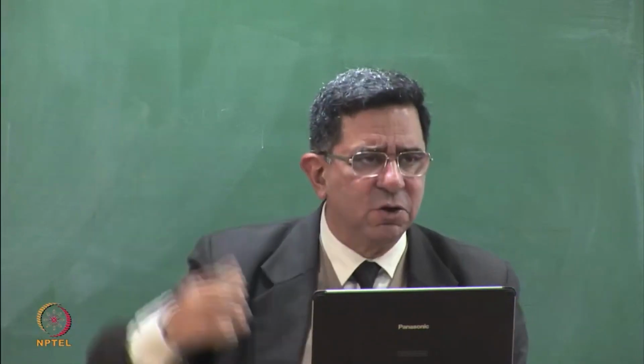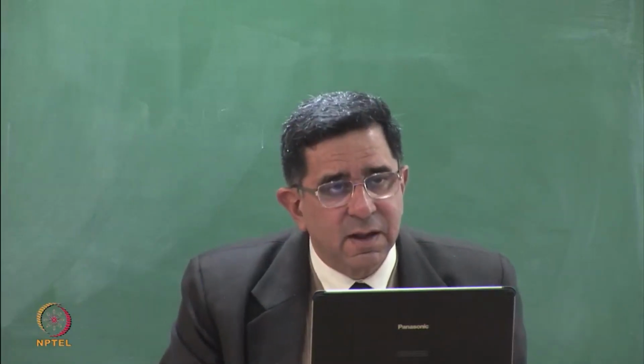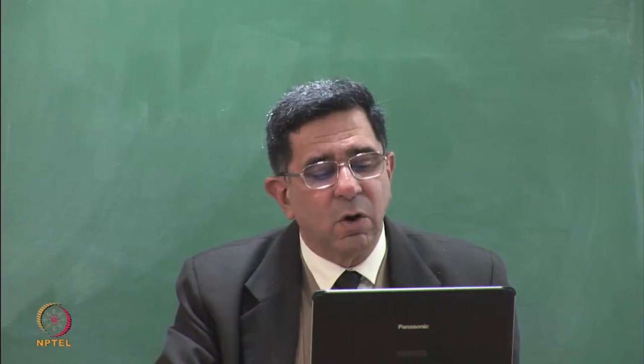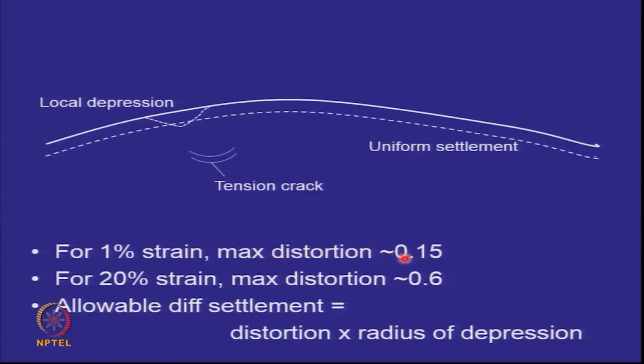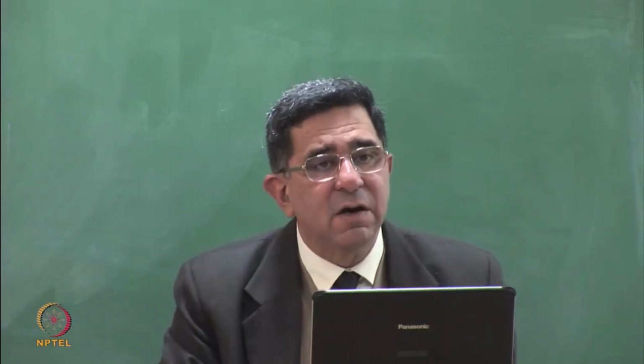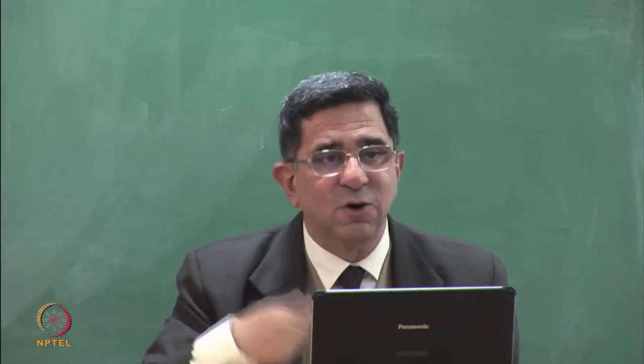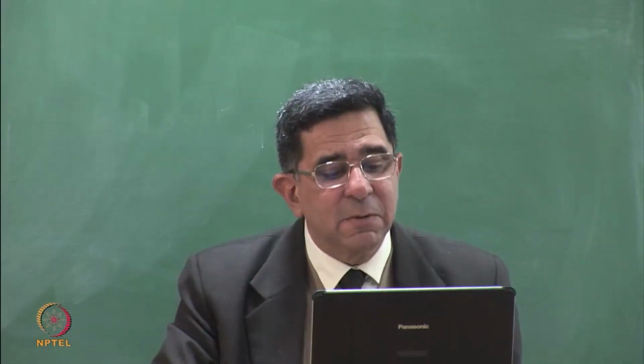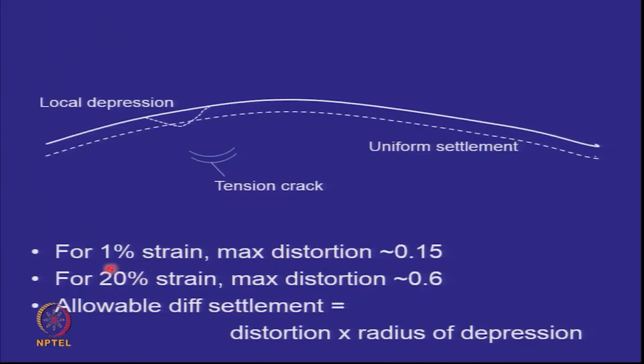Or let's say a 20 meter wide depression. Huge one. Radius is 10 meters. If you have 10 meters, what is the distortion which is allowed for clay? 0.15 into 10 is 1.5 meters. So as long as the cover is settling by 1.5 meters, clay will not have a tensile crack. But if it goes beyond that, it will. But 20% is what is allowed in geomembrane HDPE. So 6 meters deep it can take.